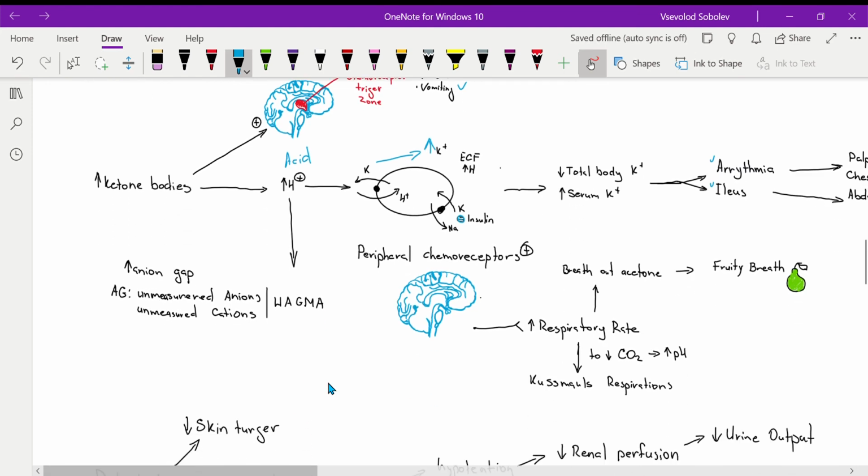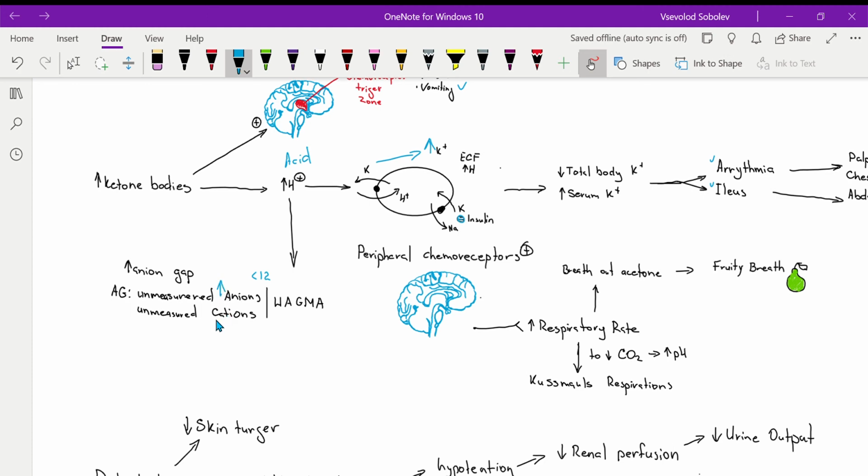Also, there's such a thing as anion gap. Anion gap is when the positive cations are being subtracted from anions, and this is called HAGMA. Yeah, HAGMA. And it should be below 12 in a normal person. So where we have more hydrogens, more anions, we have more of these.